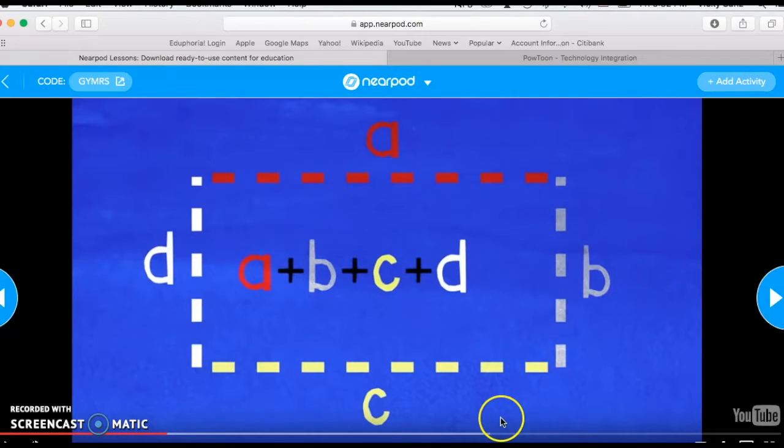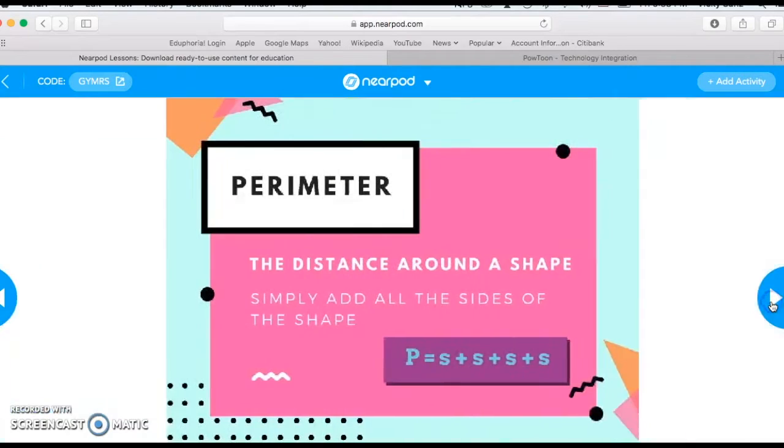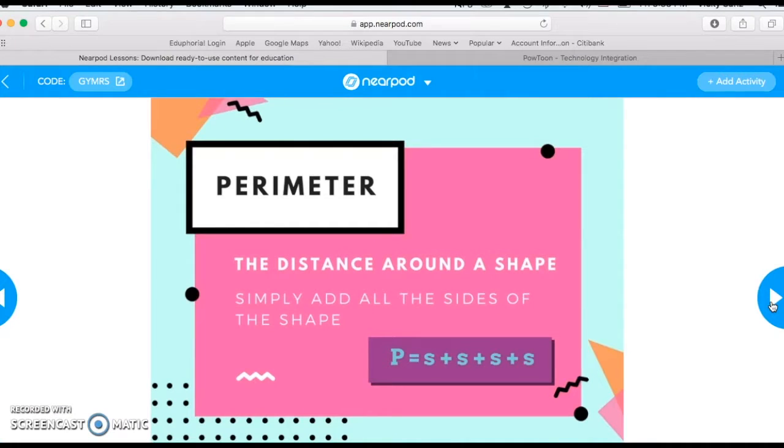And that's just a sample of the video, and then you have a cat for area also. And the kids like this video. And this is the slide where you're going to see the formula. Perimeter is all the sides of the shape.